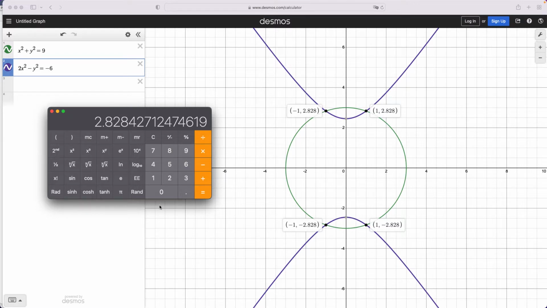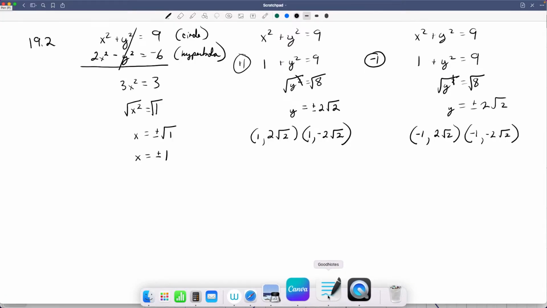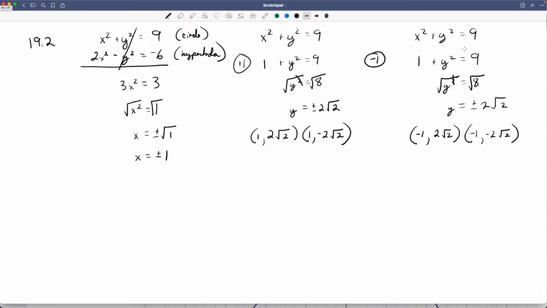So, and your graphing calculator would help a lot with that too. But you can get to that number without having to have this. You can do it with just a regular calculator, or I should say a scientific calculator. So let's go and look at another example with a hyperbola and a line.